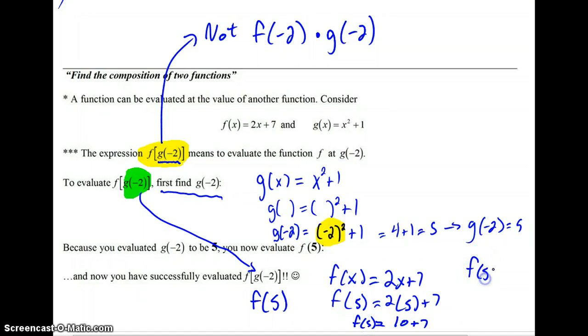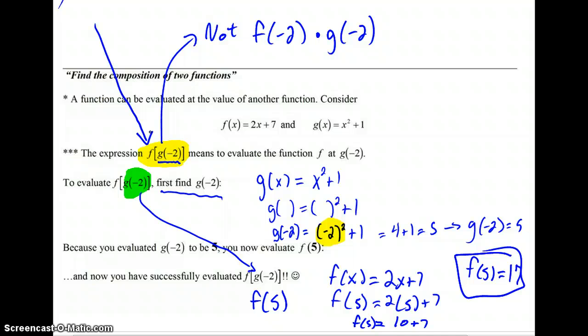F of 5 equals 17. So let's review. What did we do before? Well, going back to up here in this yellow highlighted section, just as always with nested parentheses, you must work from the inside out. First, find g of negative 2. It means plug in negative 2 into g and get an answer.